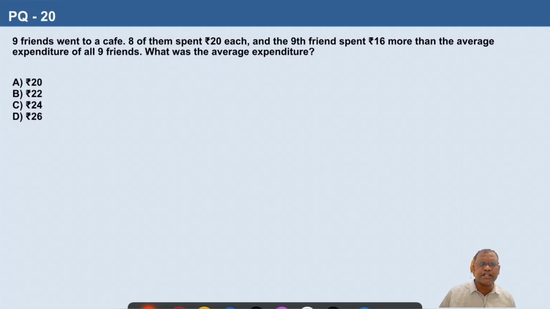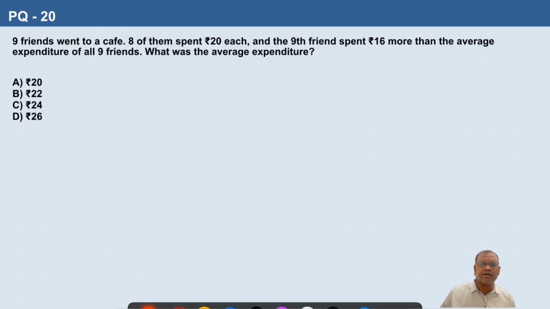Question number 20. 9 friends went to a cave. 8 of them spent 20 rupees each. And the 9th friend spent 16 more than the average expenditure of all the 9 friends. What was the average expenditure?